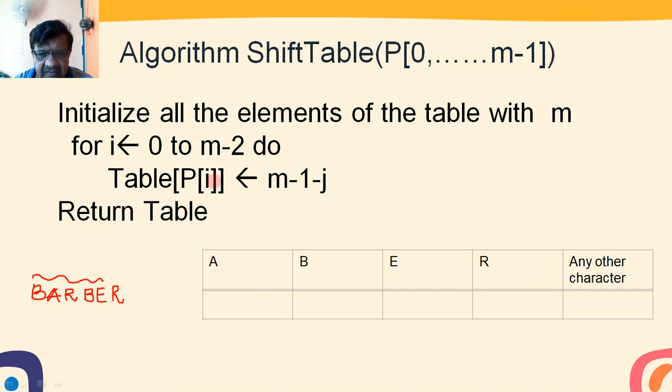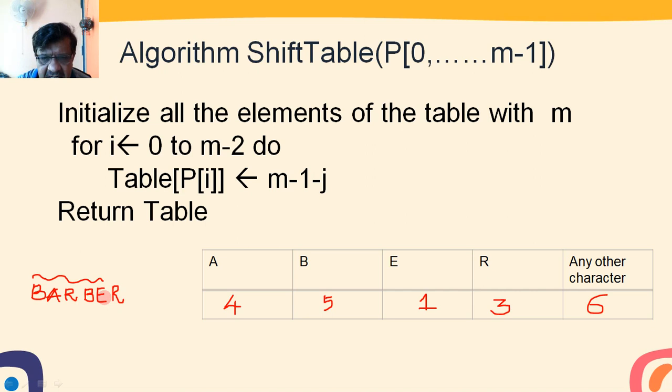Table of P[i], P[0] is B. So table indexed by B, B will get m minus 1 minus 0, that is 6 minus 1 minus 0, 5. B will get 5. In the second cycle, P[1] is A. It is m minus 1 minus 1, that is 6 minus 1 minus 1, 6 minus 2. So A will get 4. Similarly, in the third cycle, i will be equal to 2, R will get 6 minus 1, that is 5 minus 2, 3. R will get 3. E will get 1 similarly. And any other character will get 6.